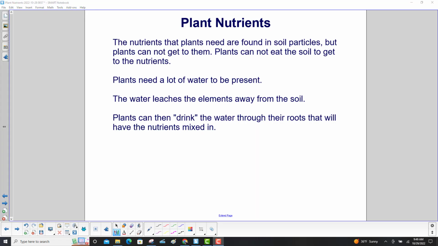The nutrients that plants need are found in soil particles, but plants cannot get to them. Plants cannot eat the soil to get to the nutrients. Plants need a lot of water to be present. The water leaches the elements away from the soil. Plants can then drink the water through their roots that will have the nutrients mixed in.